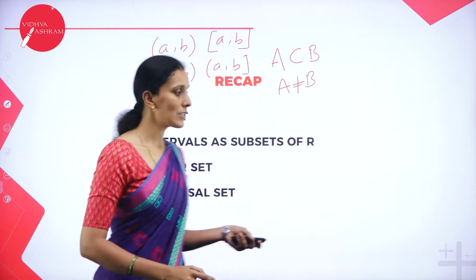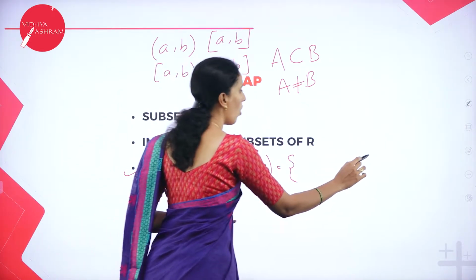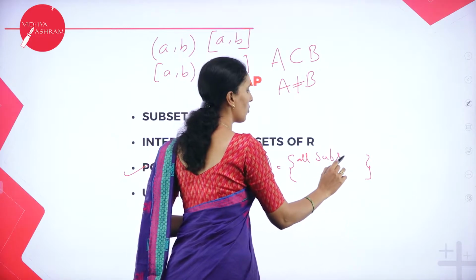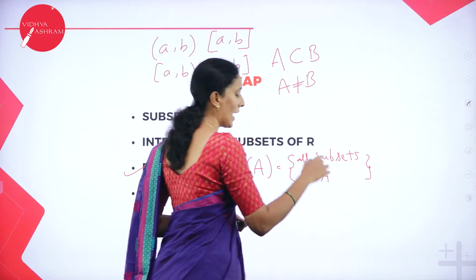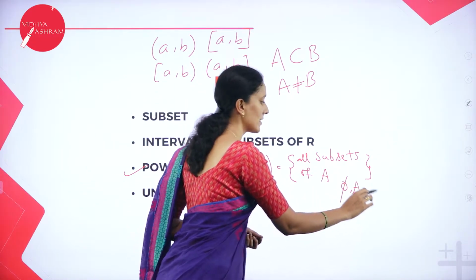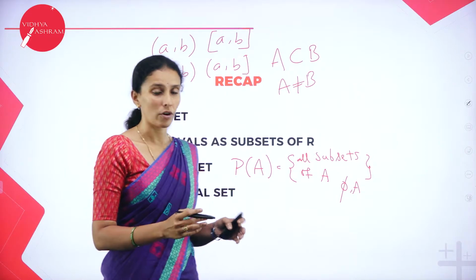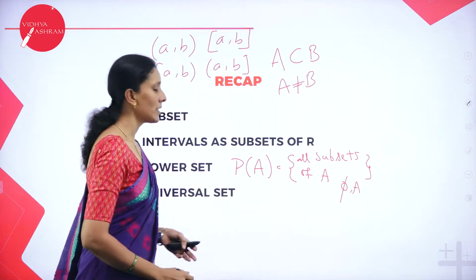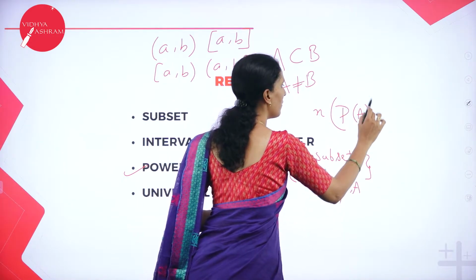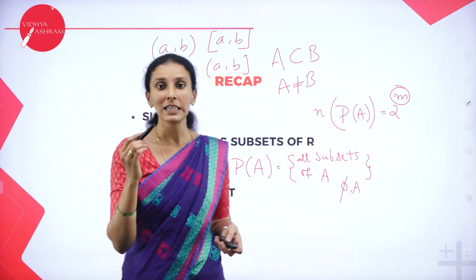So what do you mean by power set? A power set of set A is denoted by P(A), where you will write all the subsets of A. Any power set will always have the empty set and set A itself as elements, and the other elements can be singleton sets or pairs of 2 elements or sets of 3 elements. And the number of elements in a power set is given by the formula 2 power m, where m represents the number of elements in the set A.